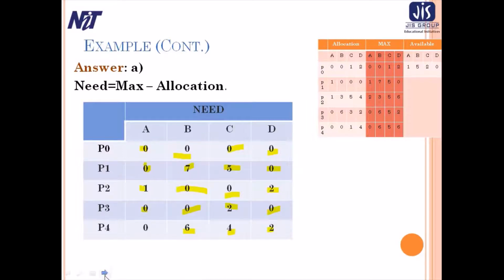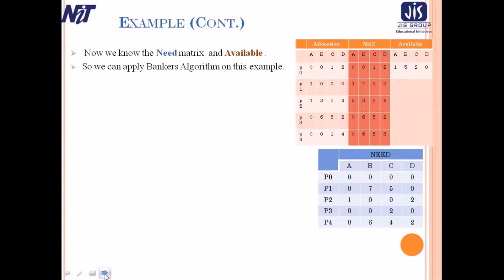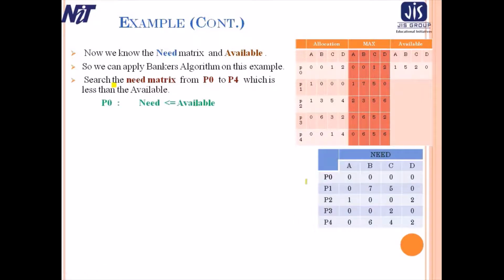Now we have to perform Banker's algo with the help of safety algo and resource allocation algo. We already know the need matrix and we have our available matrix also, so we can apply the Banker's algo. We have to search the need matrix for P0 to P4, which is less than or equal to available. So first we check P0's need.